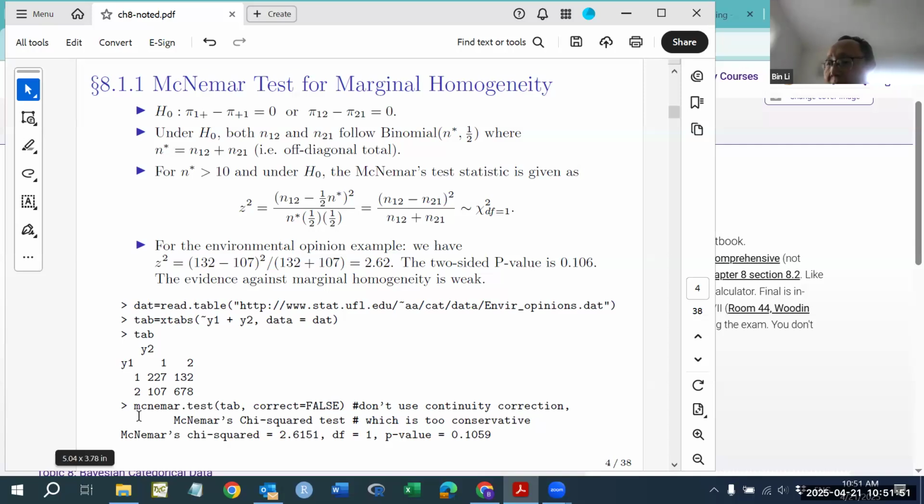In R, if you want to do the McNemar test, there is a function in the base package. You don't need to download any libraries. It's called mcnemar.test. Here there's an option called correct, which means the continuity correction. We usually don't use that because it will usually lead to too conservative results. So we just set correct to FALSE, and that gives you the p-value, which is the same as this.